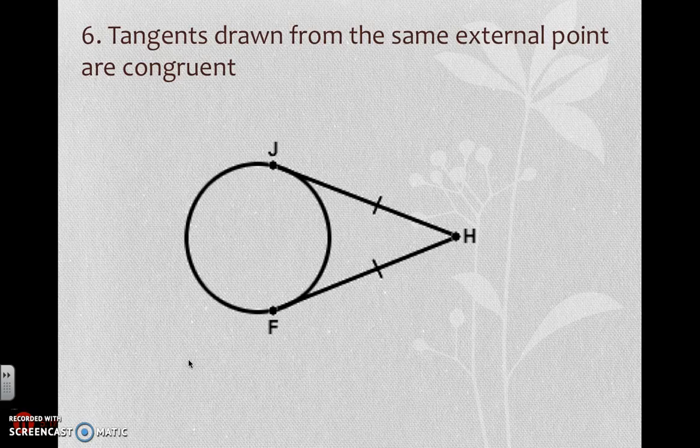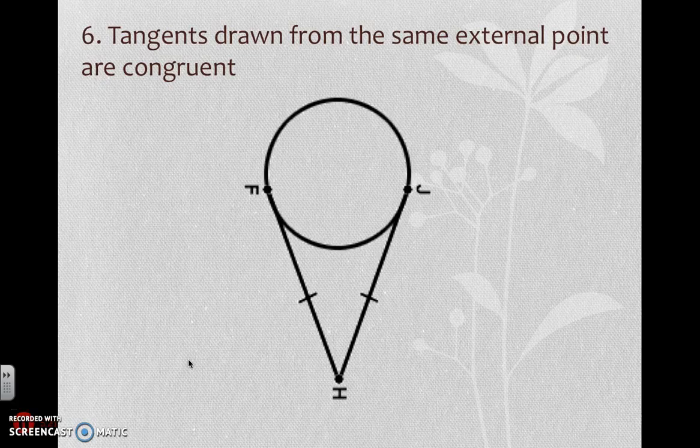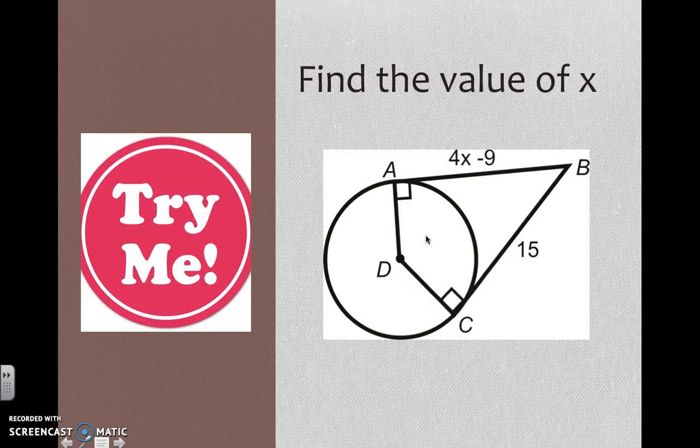I like to call this the ice cream cone theorem because if I turn it that way, it reminds me of an ice cream cone. And so the two sides of the cone should be congruent. Sometimes I flip it upside down and call it the happy ending sundae like you get at Friendly's. But either way, you end up with two tangents that are congruent, and that's helpful to know.